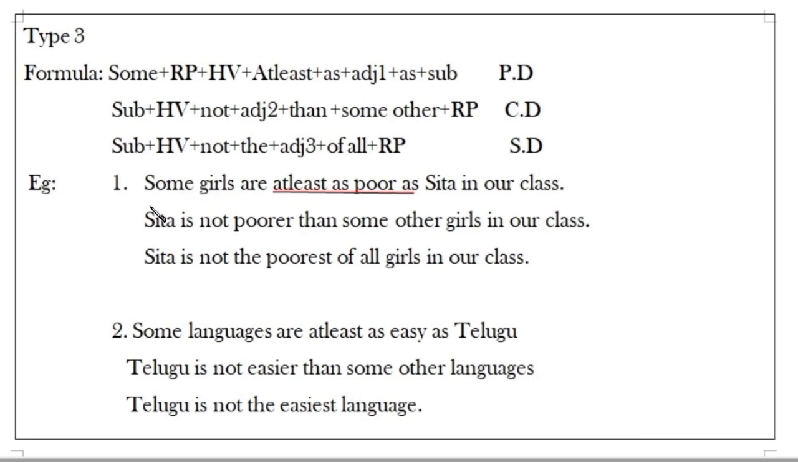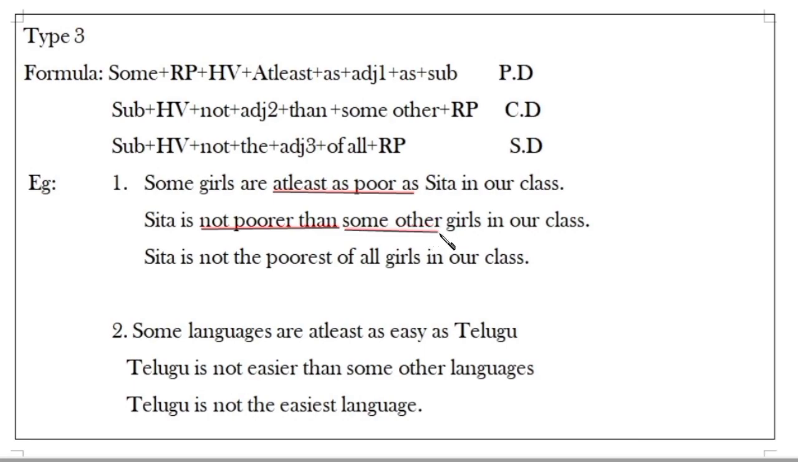When we change this positive degree into comparative degree: Sita is not poorer than some other girls in our class. Here, when we change from positive to comparative degree, we simply add 'not' and also adjective 2 according to the structure we are using. Then the sense also does not change here.